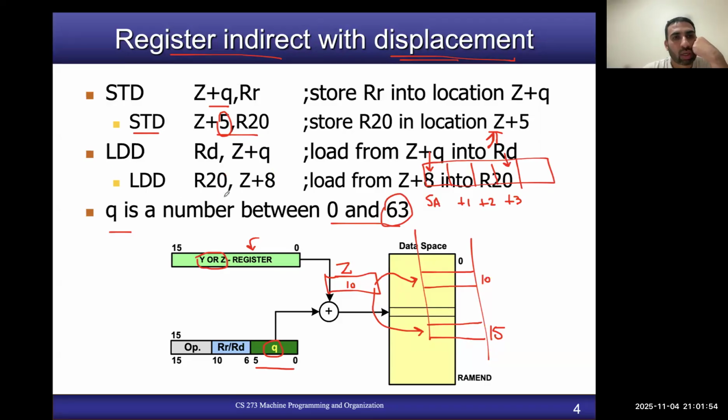Similarly, you can also use load with this register indirect with displacement mode, in the load instruction. And the D here, in both store and load, stands for store with displacement and load with displacement. If you are using these modes, Z plus Q, then you must use load with displacement and store with displacement. If you don't put this D in the load instruction, your assembler will complain.